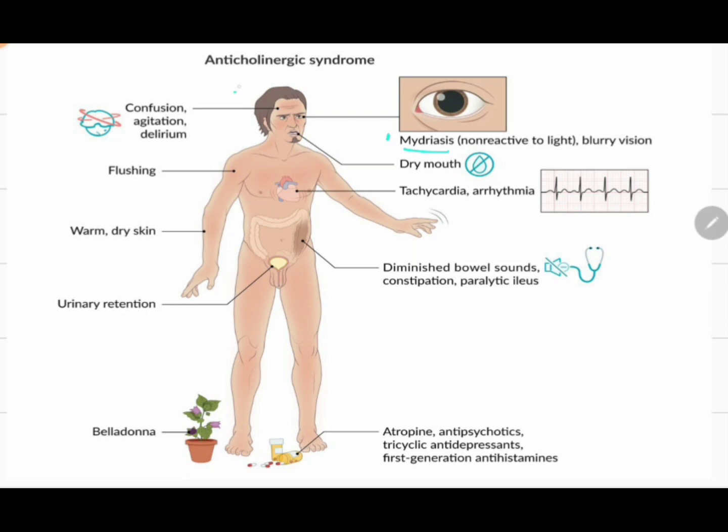Because they enter the CNS, the patient may appear confused or agitated or experience delirium. There could be flushing of the vessels, dry mouth, tachycardia, arrhythmias. We can see diminished bowel sounds because of constipation and paralytic ileus, because the gut motility is reduced. Urinary retention is common, along with warm and dry skin. So all these effects are the adverse effects of the anticholinergic drugs. However, we use these drugs for clinical purposes as well. So this was all about the anticholinergic drugs.